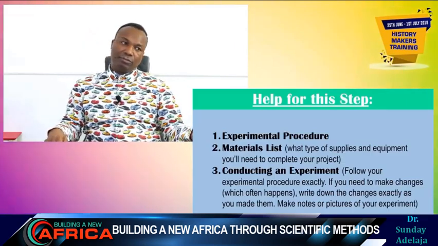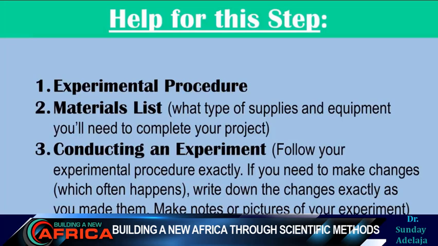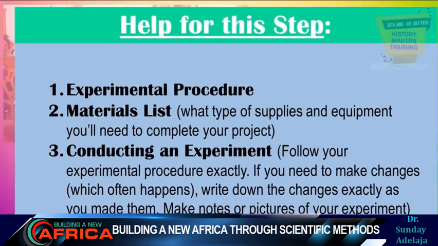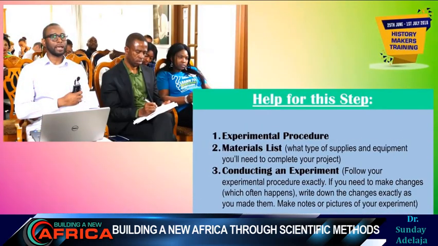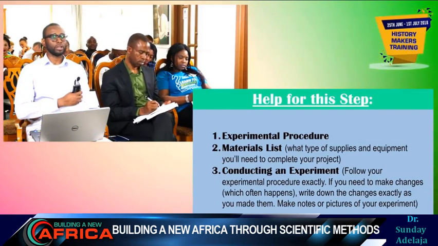Help for this step. Number 1, experimental procedure. Number 2, materials list. What type of supplies and equipment you will need to complete your project. Number 3, conducting an experiment. Follow your experimental procedure exactly. If you need to make changes, which often happens, write down the changes exactly as you made them. Make notes or pictures of your experiment.